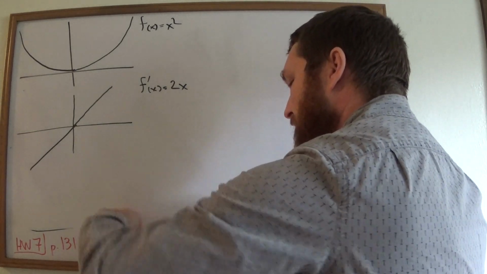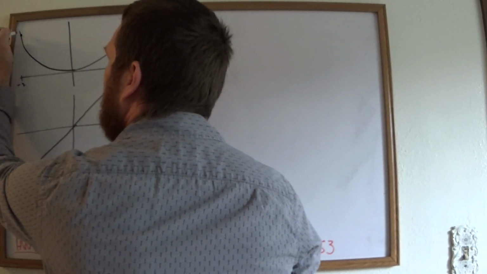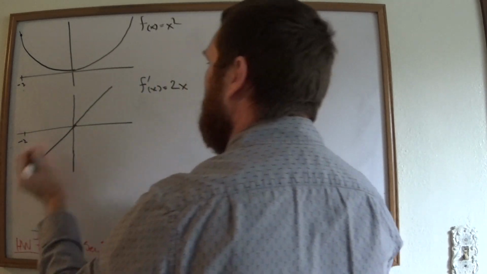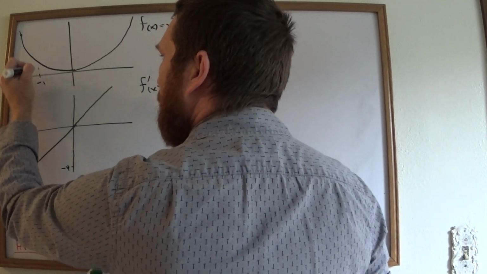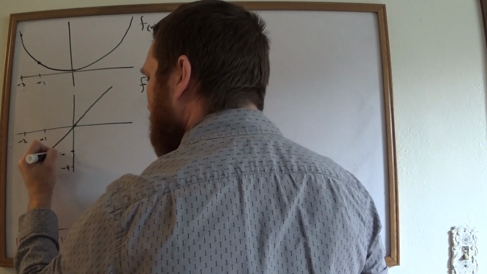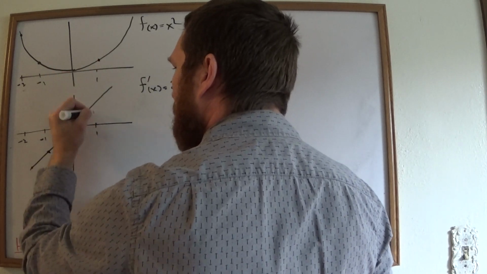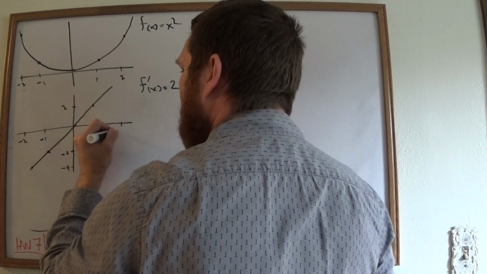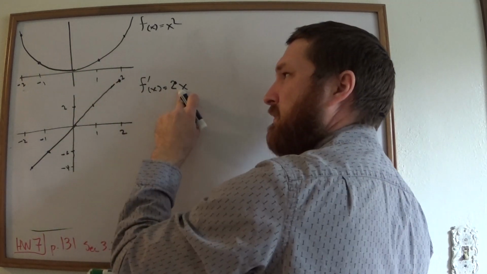So when we're here, let's say this is -2. We're here at -2. We could just plug it into this and see that that's -4. Let's say here's -1, and here you'd be at -2. Here's a 1, you'd be at 2, and here's a 2, you'd be up here at 4, right? Okay.